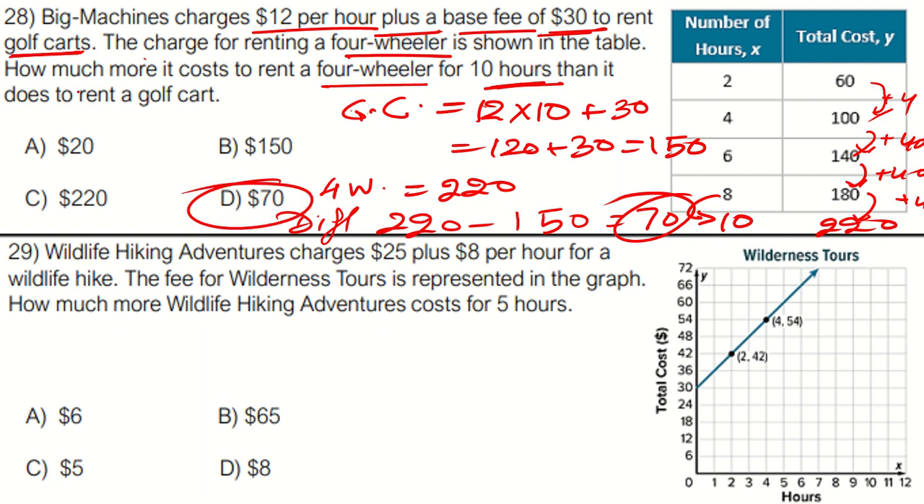Because they are asking for how much more, after getting the answer, you will subtract it. Just to confuse you, they have given this option also, this option also. So don't be confused.